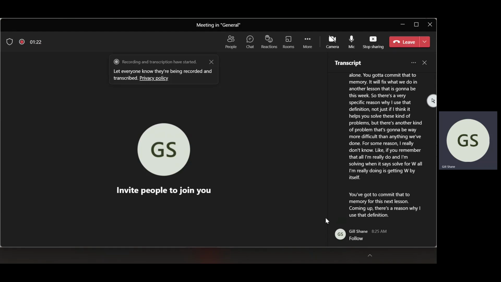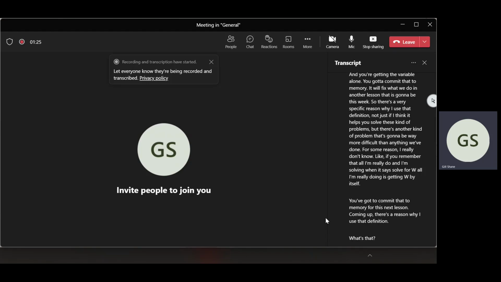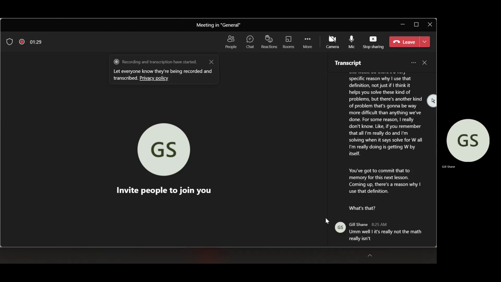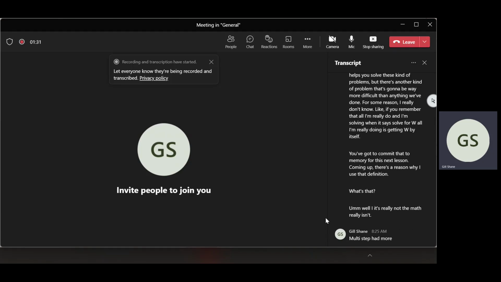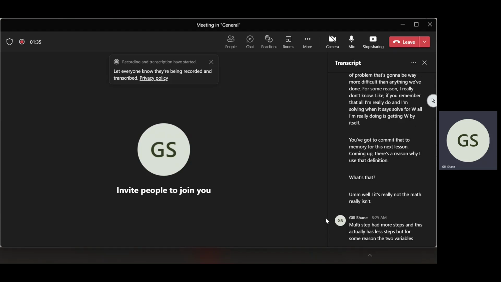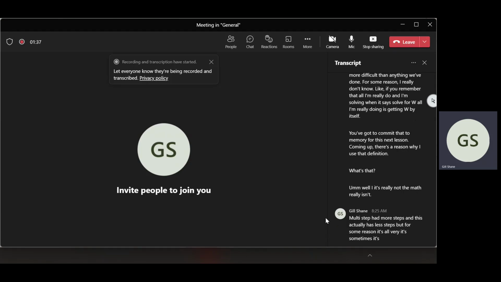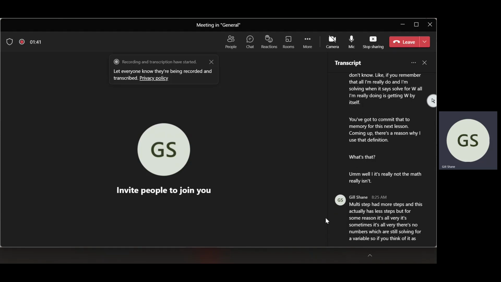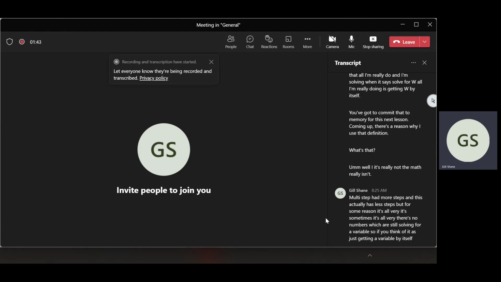What's that? Well, it's really not. The math really isn't. Multi-step has more steps, and this actually has fewer steps, but sometimes it's all variables. There are no numbers, but you're still solving for a variable. So if you think of it as just getting a variable by itself, then it's the same stuff that we do in the other.